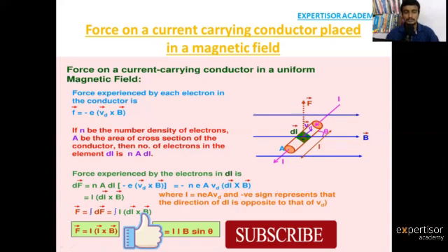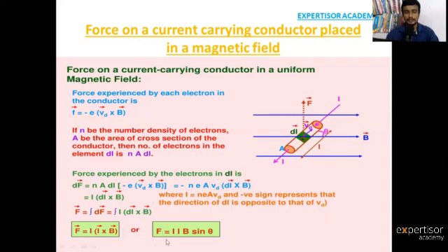So finally we get the vector form of the magnetic force on the conductor: F is equal to I L cross B, or F is equal to I L B sin theta. If theta is equal to 90 degrees, the magnetic force is equal to I L B. If theta is equal to 0, the magnetic force is minimum. At theta equal to 90, the magnetic force is maximum.